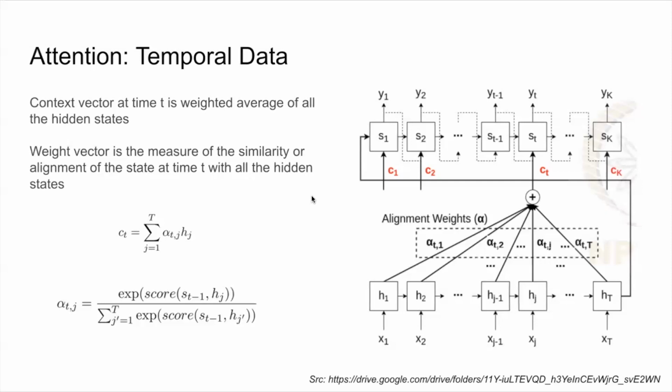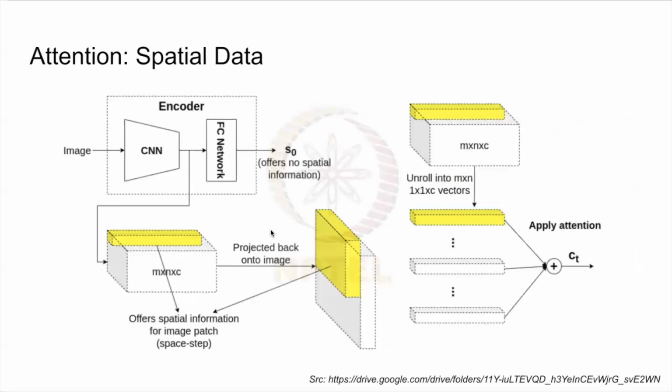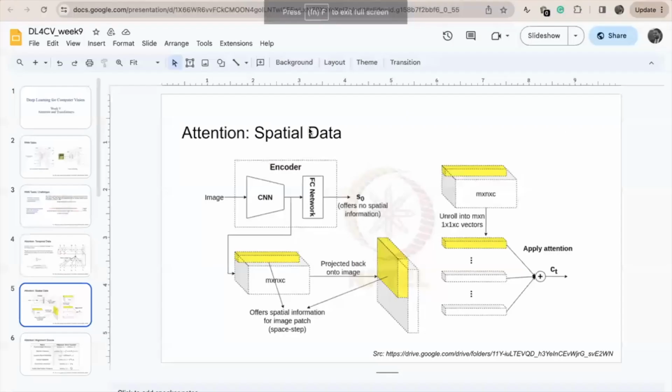I saw how this temporal data can use attention in its mechanism to accommodate different things. Let's just talk about the spatial data. Spatial data also offers a similar mechanism for attention.